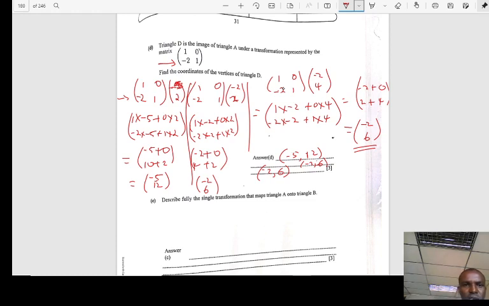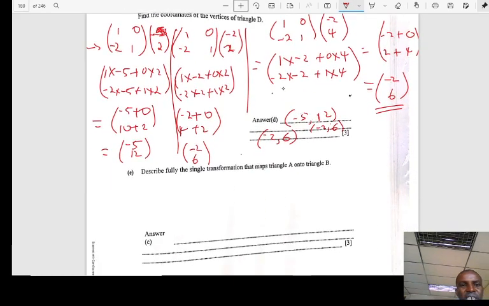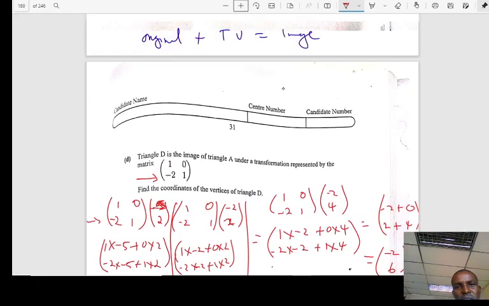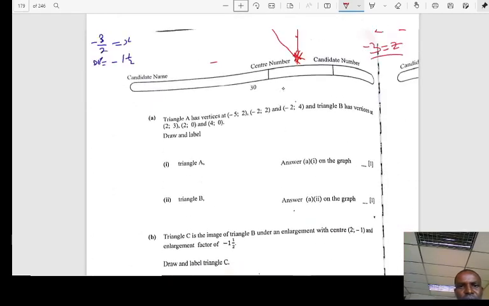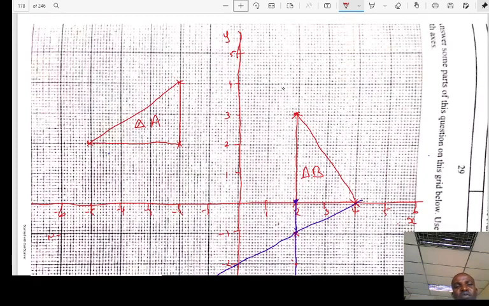Oh, there's still one more question. Describe fully the single transformation that maps triangle A onto triangle B. Go up here, where there are triangles A and B. First, you look at size. Size is still the same, so it can either be translation, reflection, or rotation.